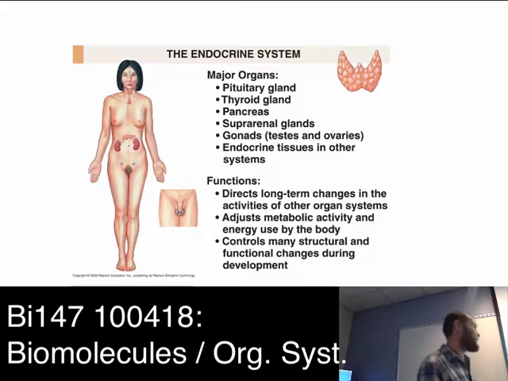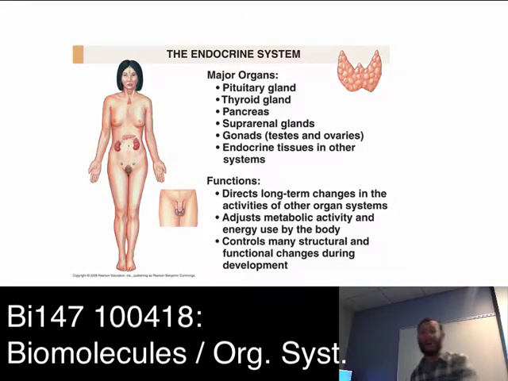Well, we've got the pituitary gland, which lives in the middle of your brain. There's the thyroid gland, which lives right here by your voice box. There's the pancreas, you see right here. Pancreas lives by the stomach. We have the suprarenal glands. They live above your kidneys. There are the testes and ovaries.